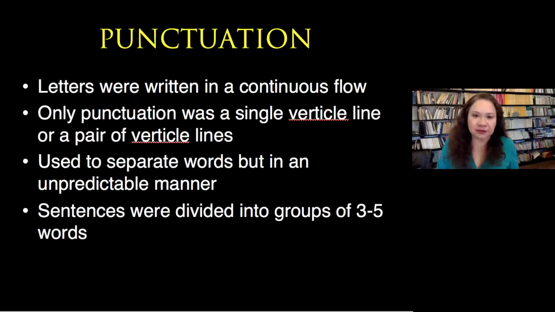Let's look at punctuation. Letters were written in a continuous flow. The only punctuation was a single vertical line or a pair of vertical lines, and they were used to separate words but in an unpredictable manner. And sentences were divided into groups of 3 to 5 words.